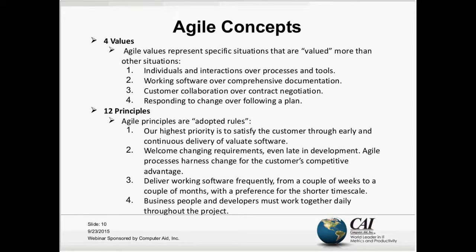That doesn't mean that we don't want comprehensive documentation. It means that we're more concerned about working software than documentation. And if you're ever confused or not clear on whether you're implementing Agile methods, you would always choose the value on the left side rather than on the right side of these four sentences.